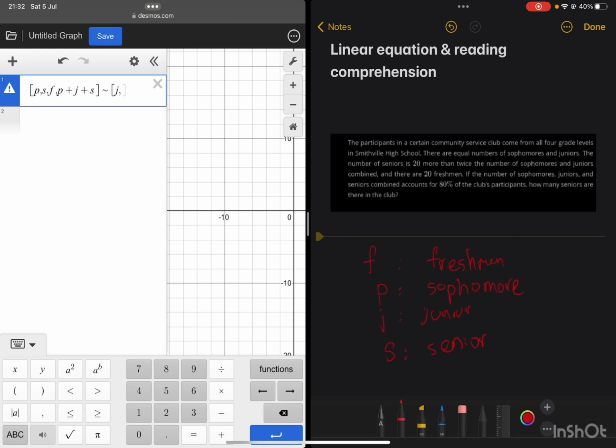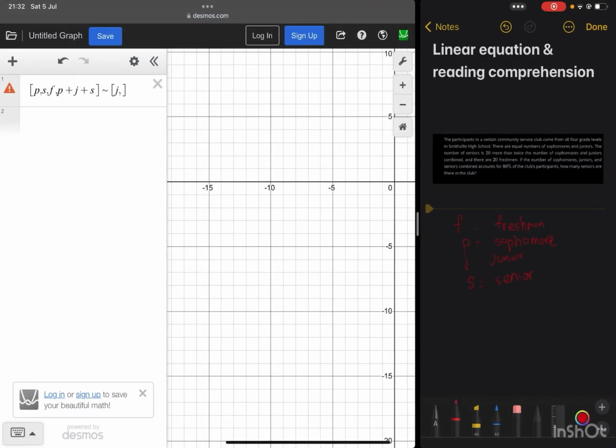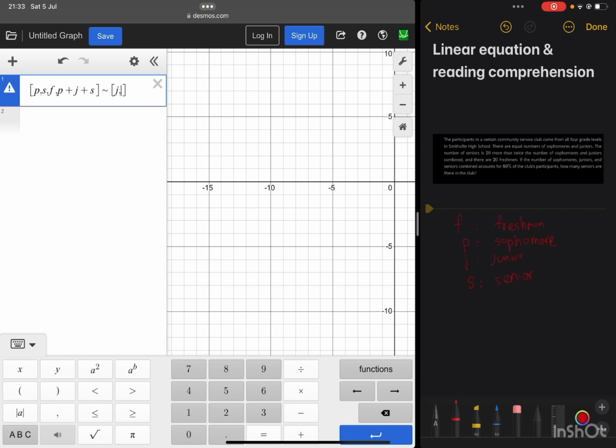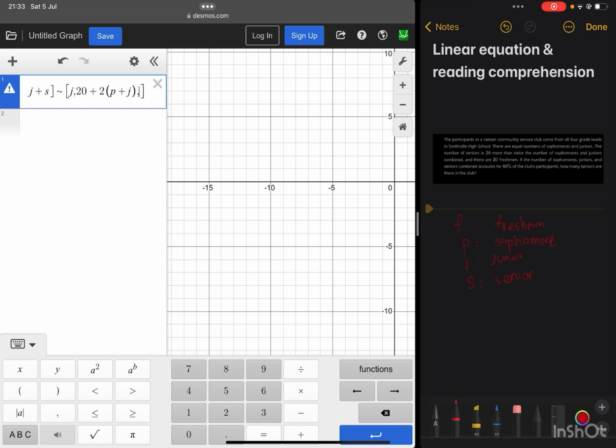In the passage it says the number of seniors is 20 more than twice the number of sophomores and juniors. I'm gonna scroll this a little bit. So seniors is 20 more than twice the sophomores and juniors. Close the bracket. Now we have F as our freshmen, and the passage says there are 20 freshmen, so I'm just gonna put 20 here.